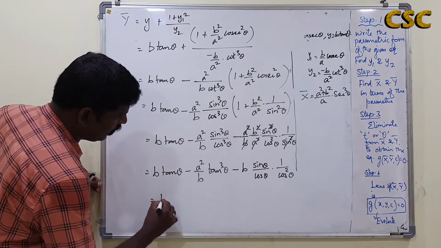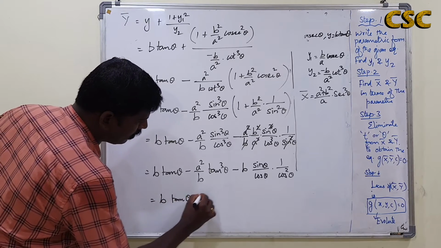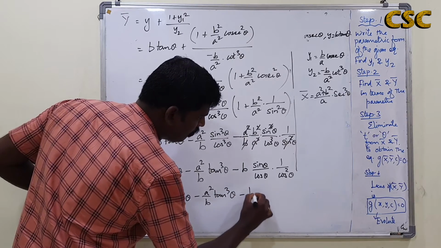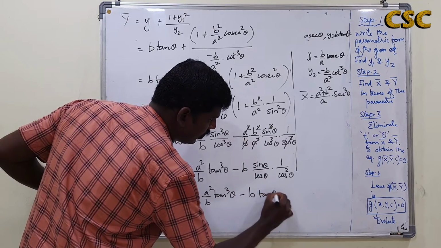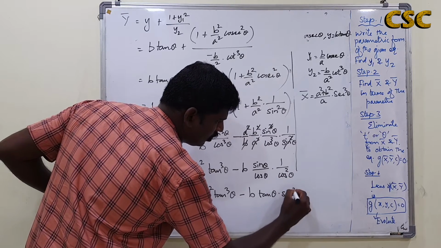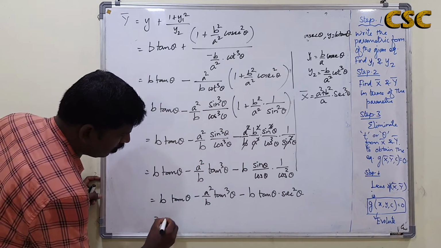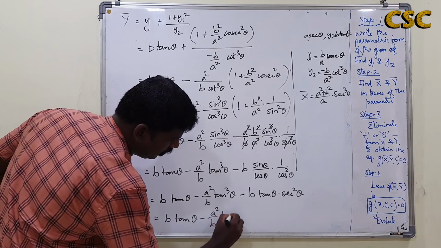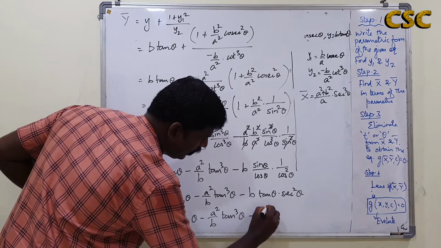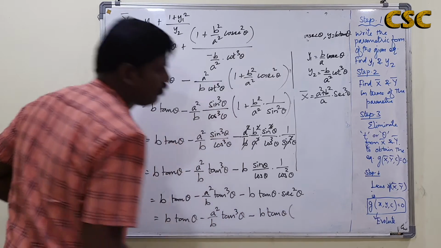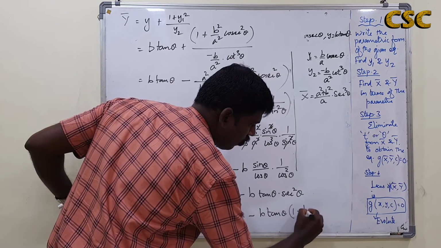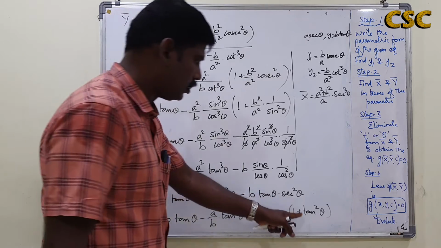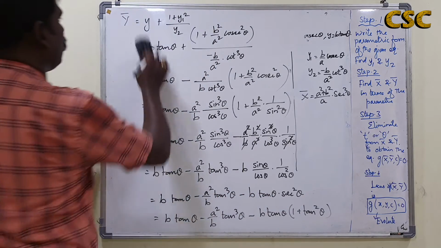So right. So b tan theta minus a square by b tan cube theta minus b. What is sin theta by cos theta? Tan theta, into what is 1 by cos theta? Secant square theta. Right. That's equal to b tan theta minus a square by b into tan cube theta minus b tan theta into, what is the value of secant square theta? 1 plus tan square theta. 1 plus tan square theta is secant square theta by trigonometric formula. So secant square theta is 1 plus tan square theta.